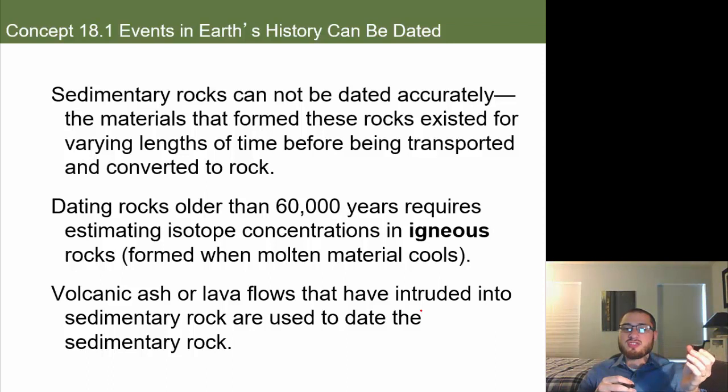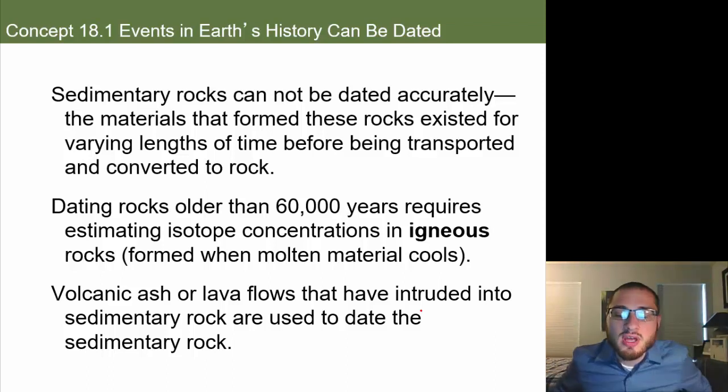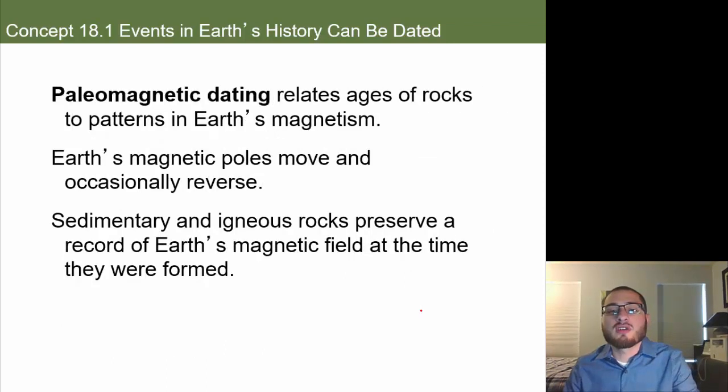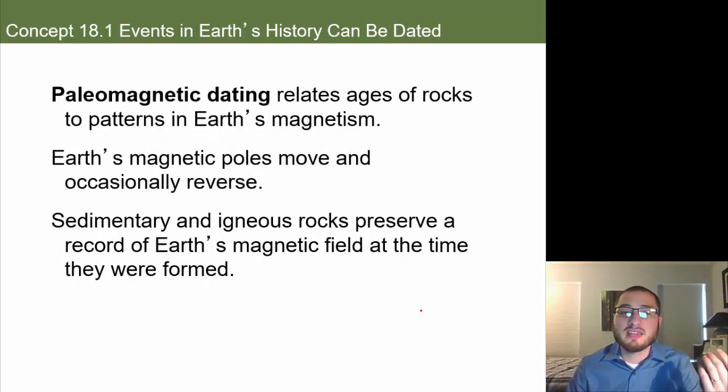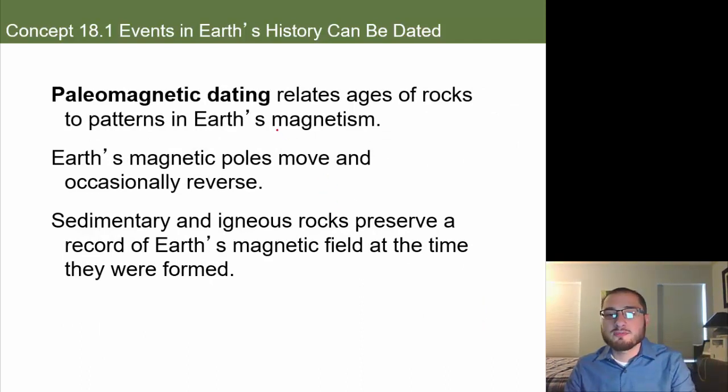Dating rocks older than 60,000 years requires estimating the isotope concentration in igneous rocks, or rocks formed from molten material, that are nearby or within the sedimentary rocks. Volcanic ash or lava flows that have intruded into the sedimentary rock are used to date the sedimentary rock. If this igneous rock is so old and it intruded into the sedimentary rock, then that sedimentary rock must be older than the igneous rock, and now we can try to figure out exactly how old it is. We also have paleomagnetic dating, which relates ages of rocks to patterns in Earth's magnetism.